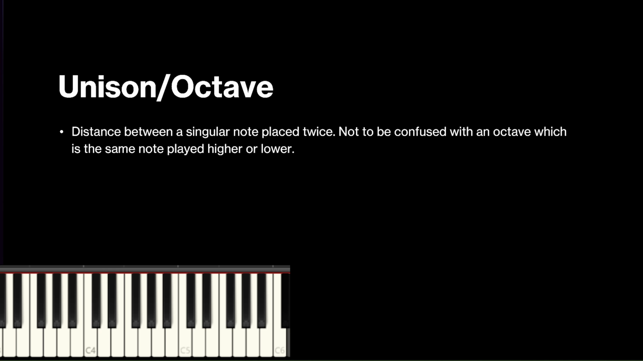If you're still confused with octaves, I have a video on that. But basically, unison is the same note played at the same pitch, like the same place. An octave is the same note played on a different register or pitch, so like a higher pitch or lower pitch.